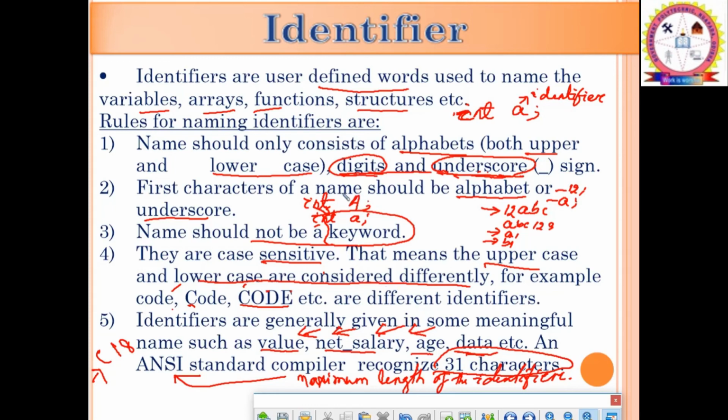So now you know what an identifier is. An identifier is nothing but a name given to variables, functions, arrays and structures, and while naming the identifier we should follow these rules. Just remember these five rules.